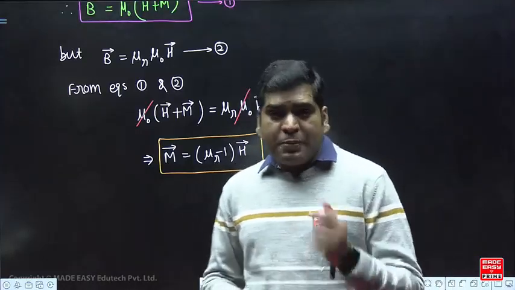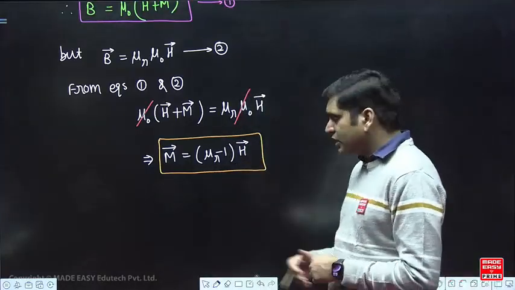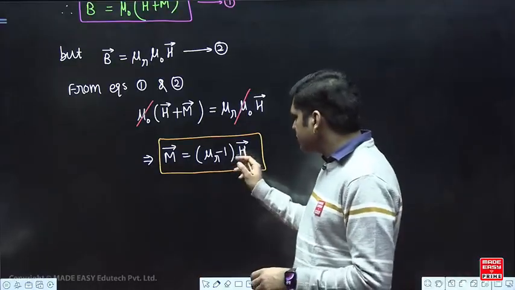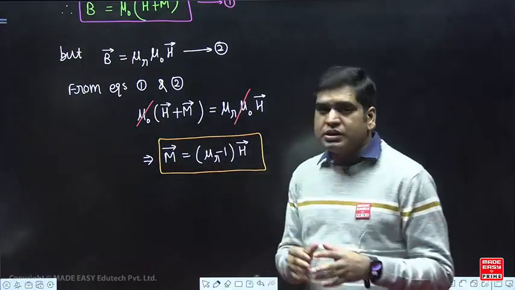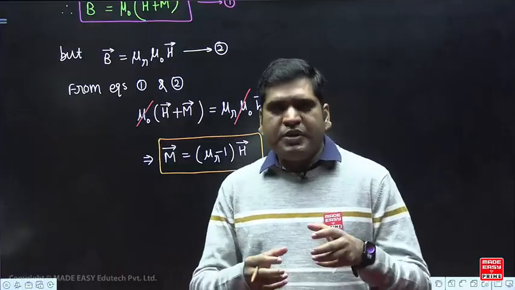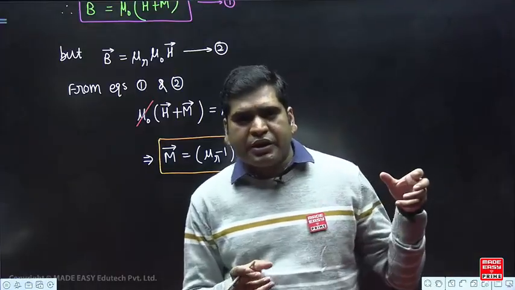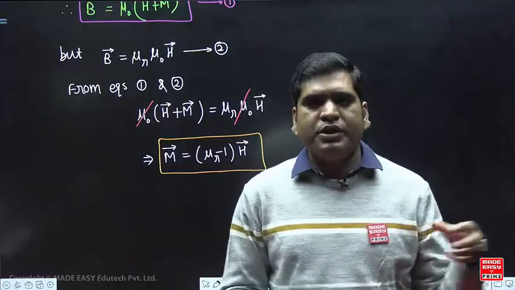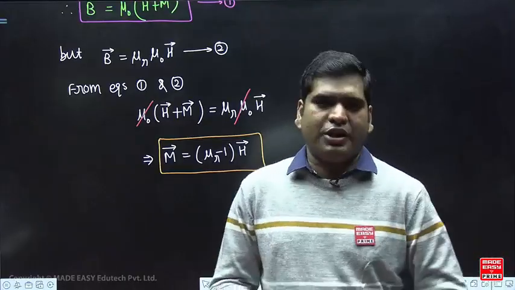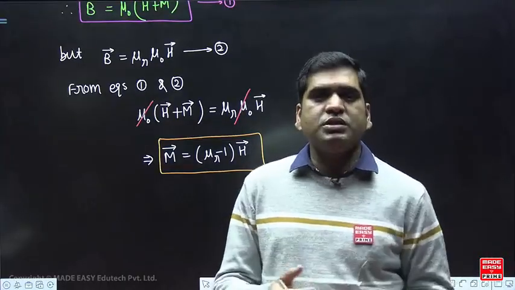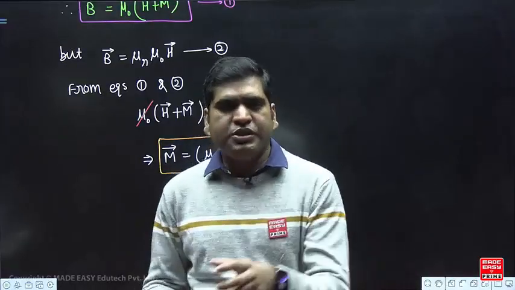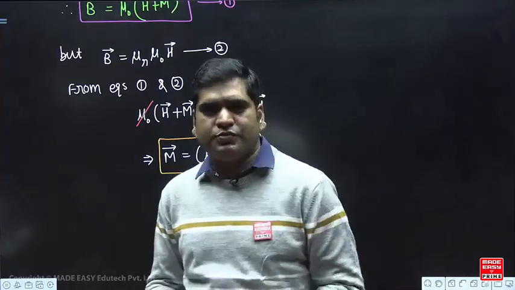One more thing, if mu r is greater than 1, then mu r minus 1 is positive, and if mu r minus 1 is positive, then M and H are in the same direction. It means the material is magnetized along the direction of the field. So along the direction of field means the material is being attracted. So if mu r is greater than 1, then magnetization is along the direction of field. It means the material is being attracted towards the field.